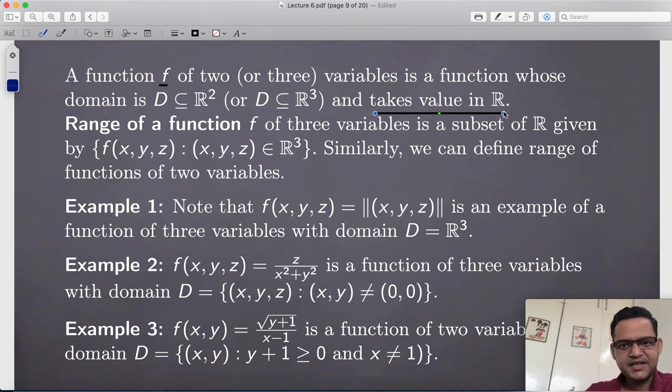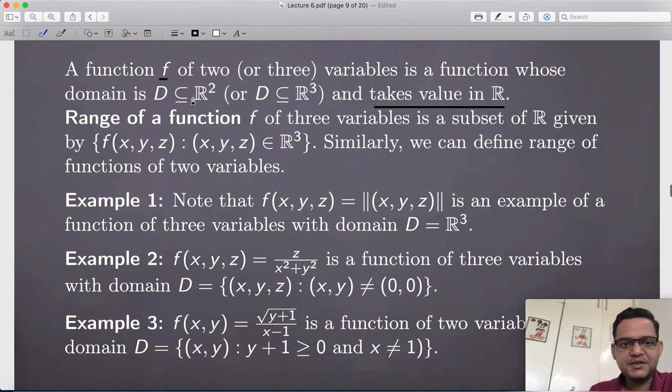At some point we will also start talking about functions which take values in R2 or in R3. That will also come, but right now we begin with the study of functions from R2 to R or R3 to R. These domains need not be the full spaces R2 or R3. They can be some proper subsets also. Such a function is called a function of 2 or 3 variables.